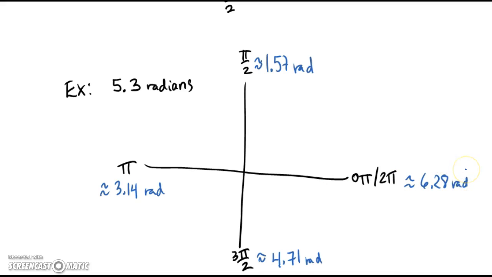We want to know where 5.3 is. 5.3 is between 4.7 and 6.28, closer to 6.28. So our terminal ray is going to be in the fourth quadrant. That is how we sketch angles in radians.